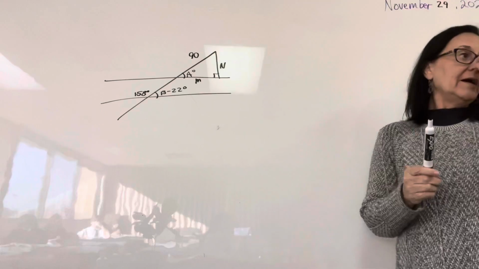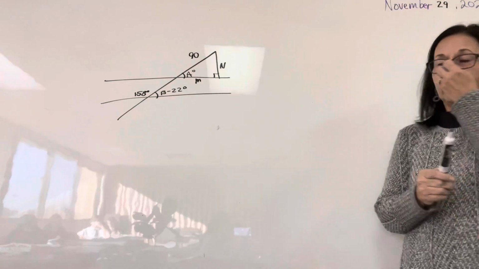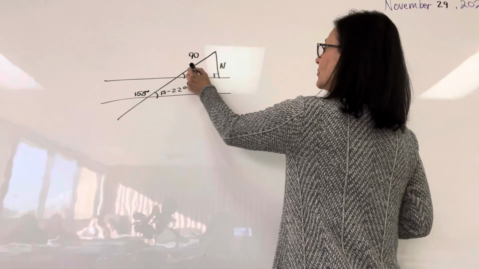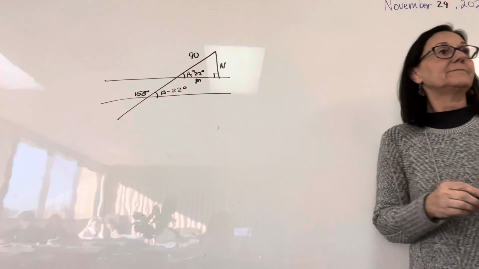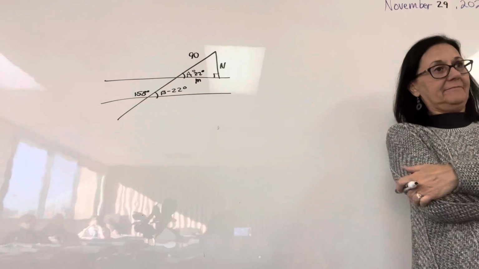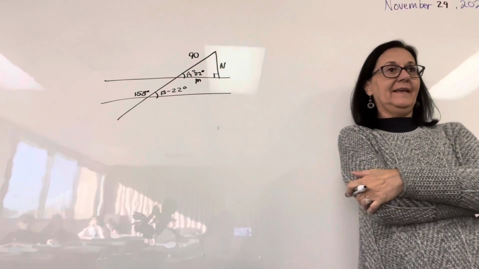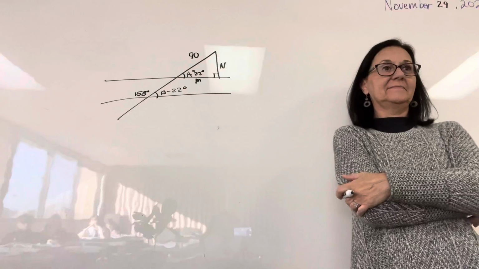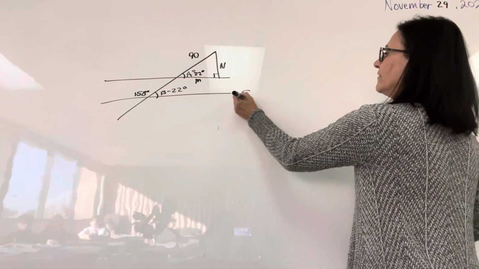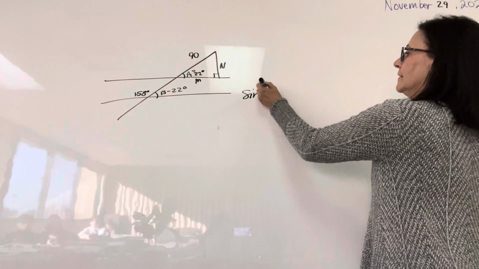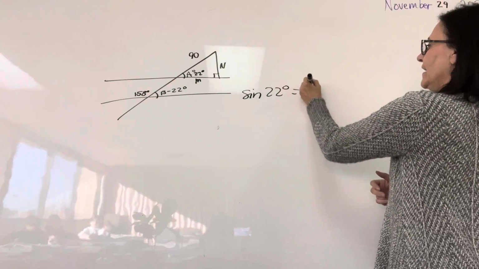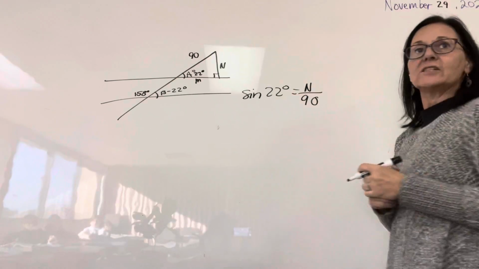All right. Where would you go next, Nora? A is also 22 because they're corresponding. Yes. A is also 22 degrees because they're corresponding angles. Now, Will, where are you going? M or N? And how are we getting there? Exactly. We're using trig. The sine of what equals n over 90. How do I solve for this?